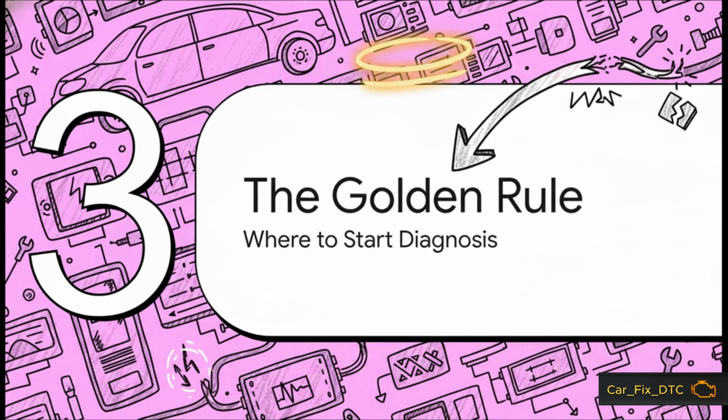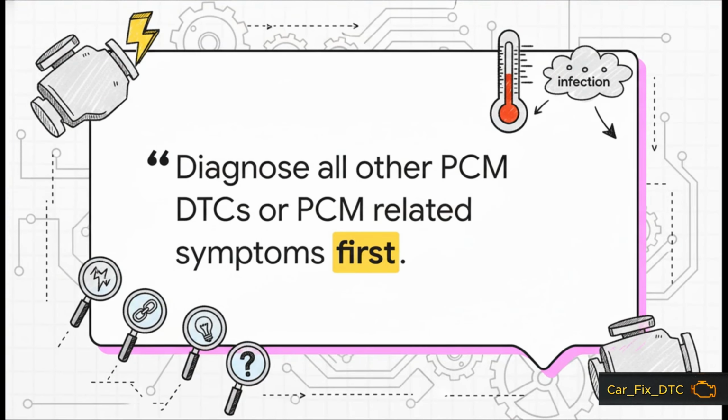Now hold on. Before you even think about checking wires or modules for those bad messages, you absolutely have to know this one crucial piece of advice. This is the golden rule for this code. And there it is. This is so important. Code U0423 is almost never the real problem.